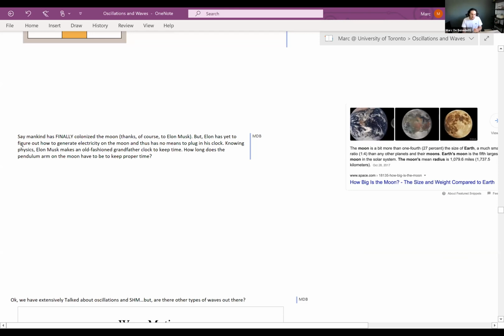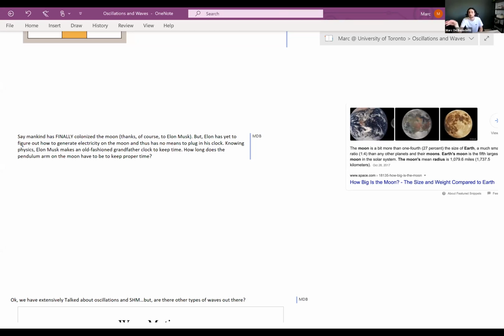So, say mankind has finally colonized the moon. There's a lot of movies about colonizing the moon. Interstellar, I think, is about colonizing Mars, but let's pretend we can colonize the moon. There's no water on the moon, so it would be an incredibly hard task, but let's say we can do it. Of course it would be thanks to Elon Musk, because, come on, the SpaceX launch that just happened. He would definitely be the first to do it.